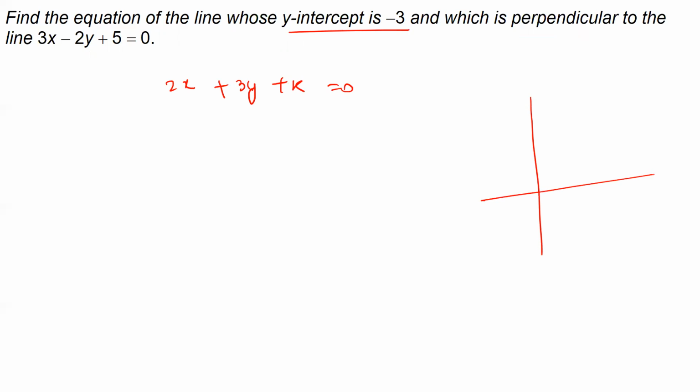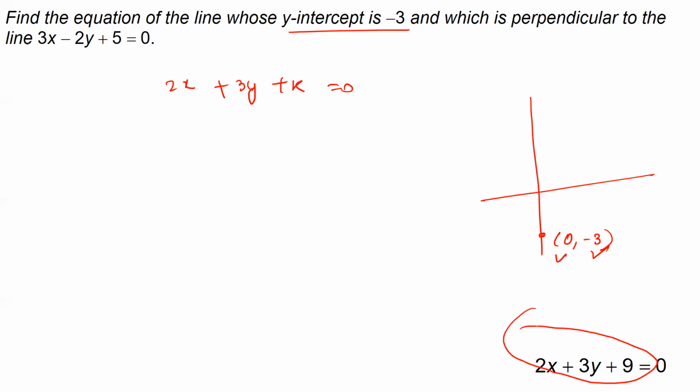And we are also given the y-intercept. They are saying that the y-intercept is minus 3, that means the line passes through (0, -3). So all you need to do is put the value of x as 0 and y as minus 3, find out the value of k, and then put it in place of k to write down your final answer. Verify that the answer turns out to be 2x + 3y + 9 = 0. This should turn out to be your final answer. I leave it to you as an exercise.